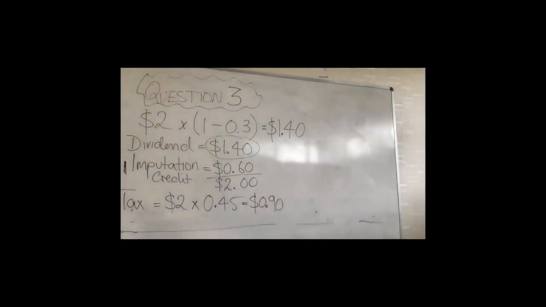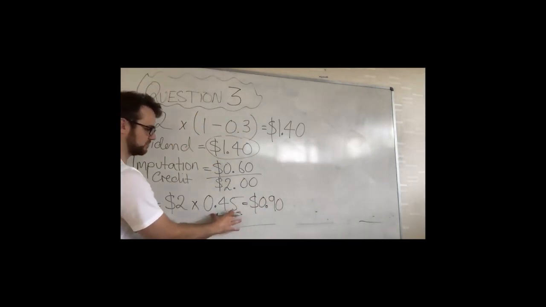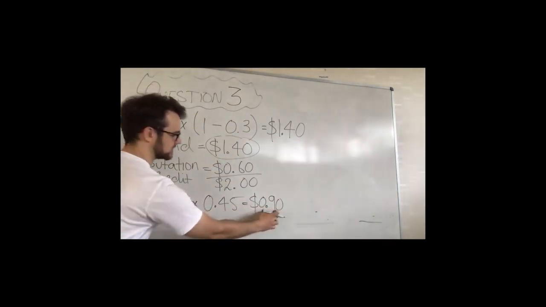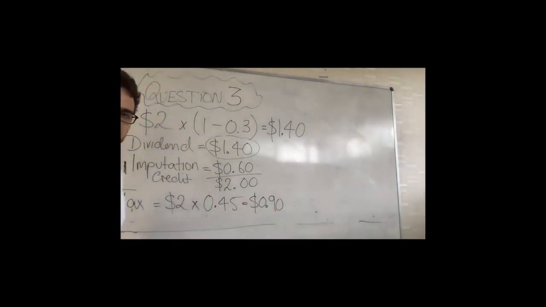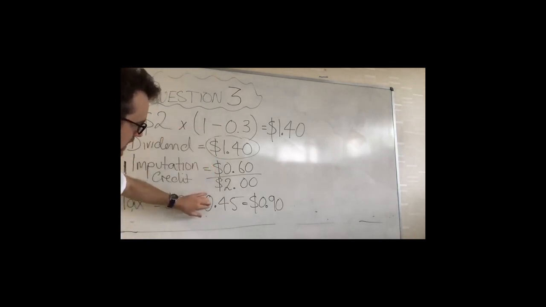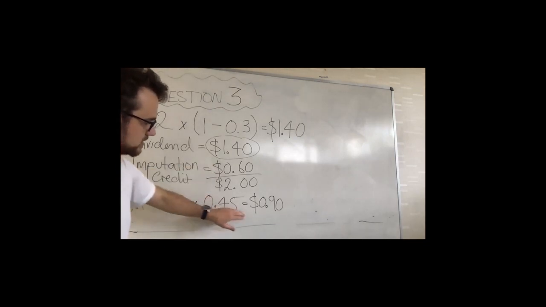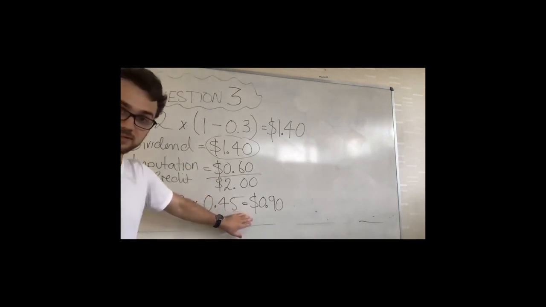So this is essentially saying, because we have a tax rate of 45%, we should be paying the tax office 90 cents per share in tax. Now you should notice straight away that the company paid 30% in tax, which means the tax office really only received 60 cents per share, but you should be taxed at 45%, which means you should be paying 90 cents per share.